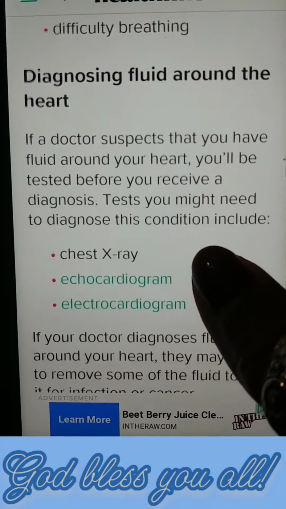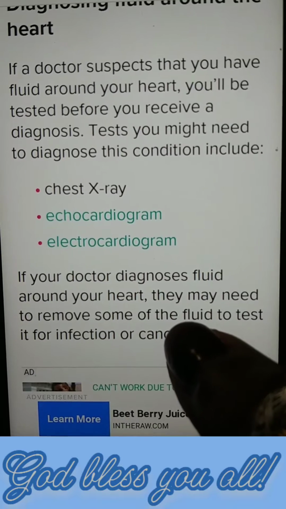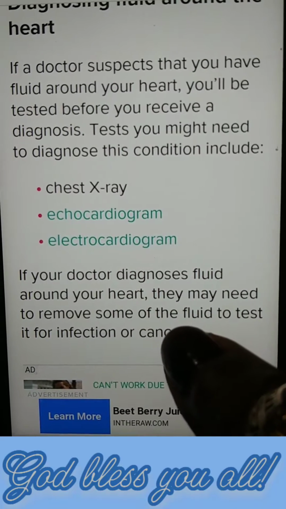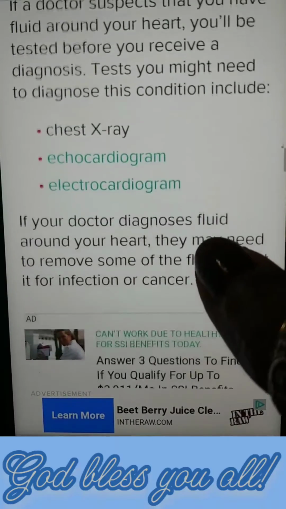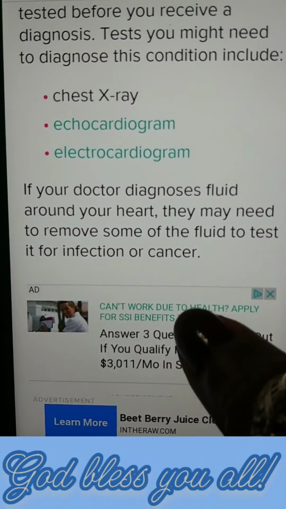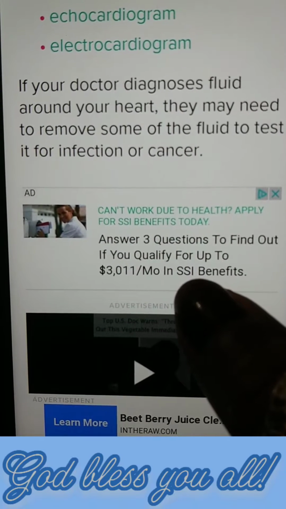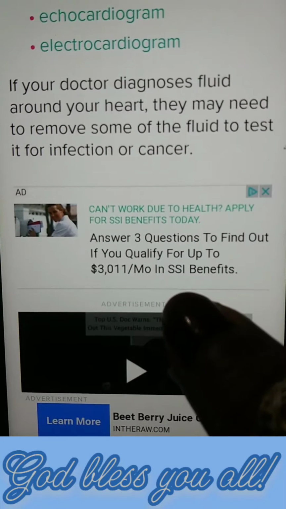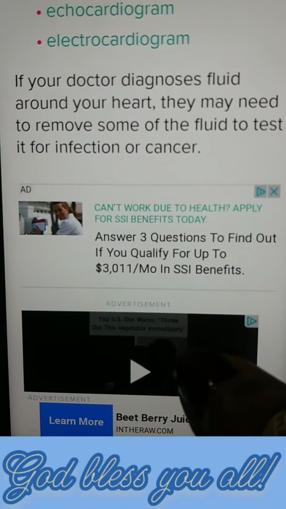Diagnosing fluid around the heart. If a doctor suspects that you have fluid around your heart, you will be tested before you receive a diagnosis. Tests you might need to diagnose this condition include a chest x-ray, echocardiogram, and electrocardiogram. If doctors diagnose fluid around your heart, they may need to remove some of the fluid to test it for infection or cancer.